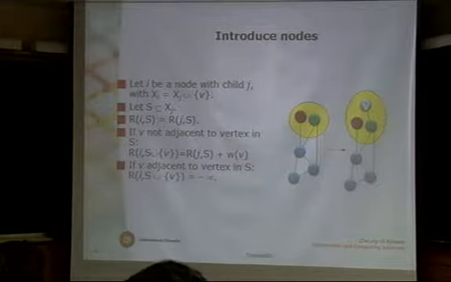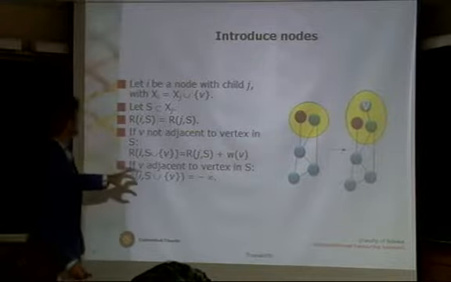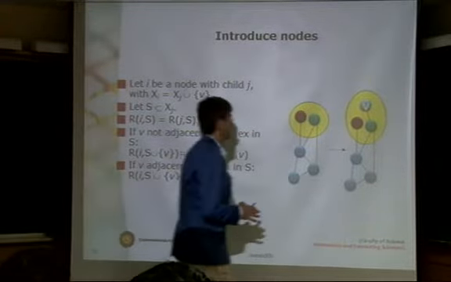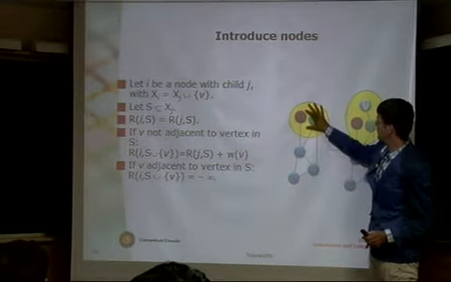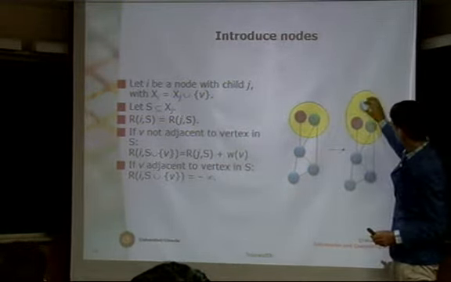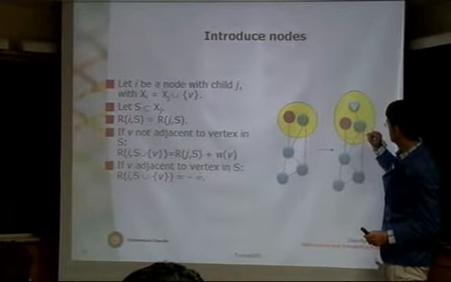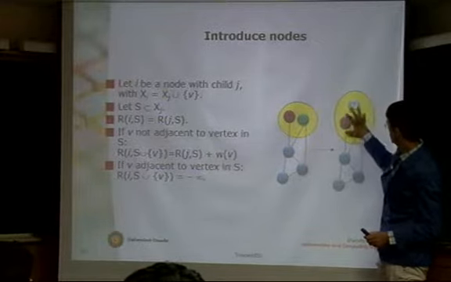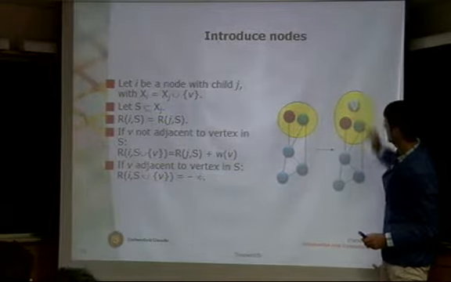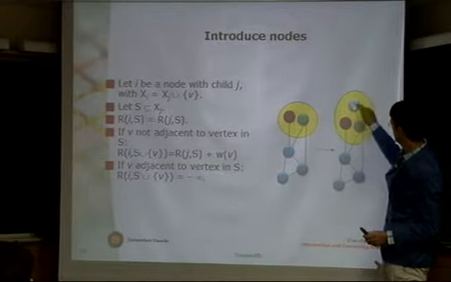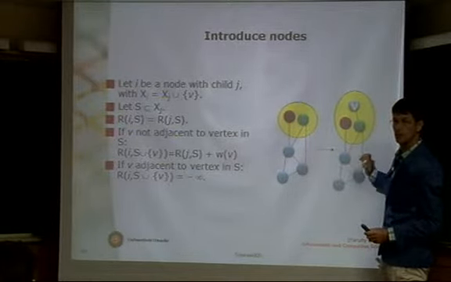An introduce node is where I have a node and I just add one new vertex to it, and this new vertex can only have neighbors in this boundary. So you add a new boundary vertex, and this new vertex cannot have edges to these vertices, which are not anymore in the boundary.